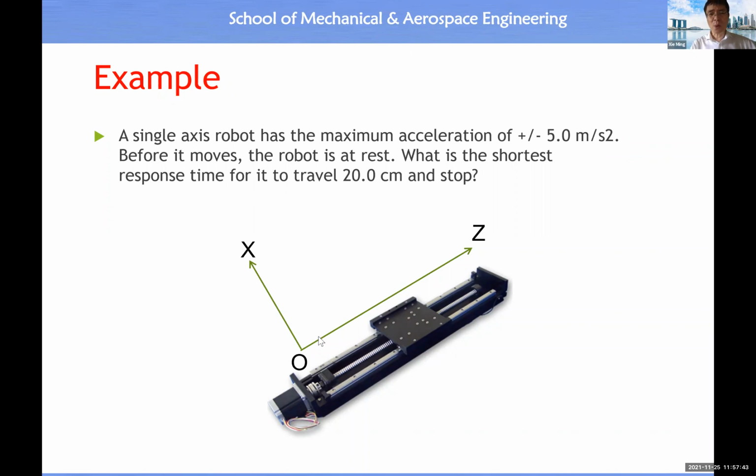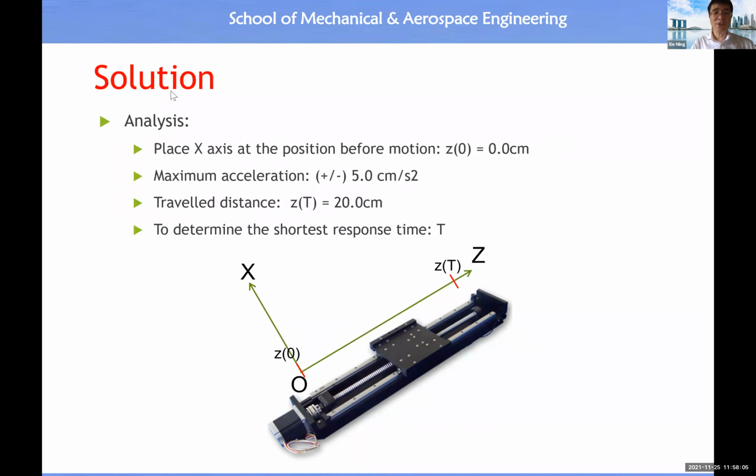Now we want to let this link travel 20 centimeters within the shortest time. So what will be the shortest time duration? Actually, we can calculate it in theory. This is the typical example of trajectory planning. So let me do a little bit of analysis about the question.